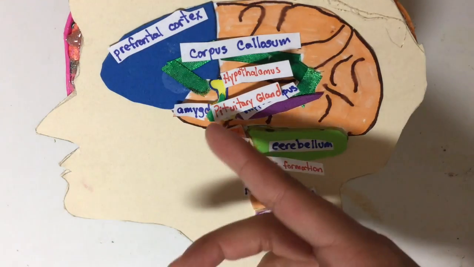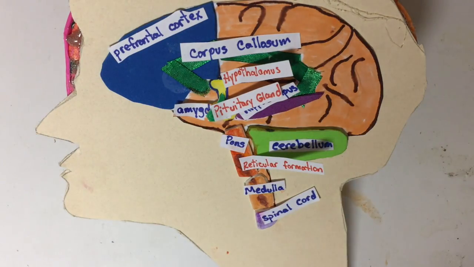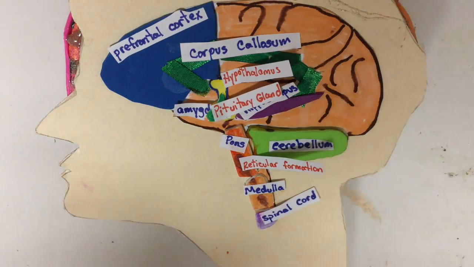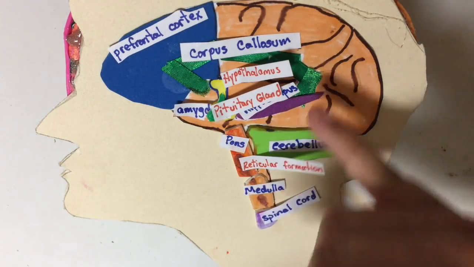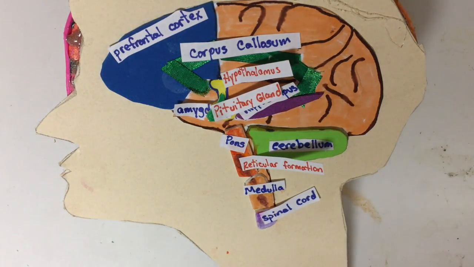Next we have the pituitary gland, and what that is, it's the master gland that regulates other endocrine glands. So it's important in controlling growth and development for the endocrine gland. Next we have the hippocampus, and what that does, it's basically important for learning and processing emotional responses and for the storage of long-term memory.